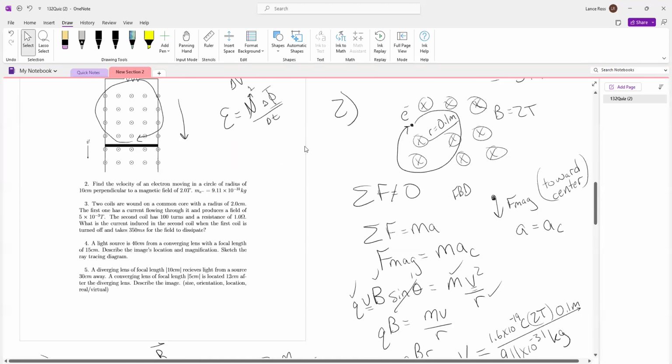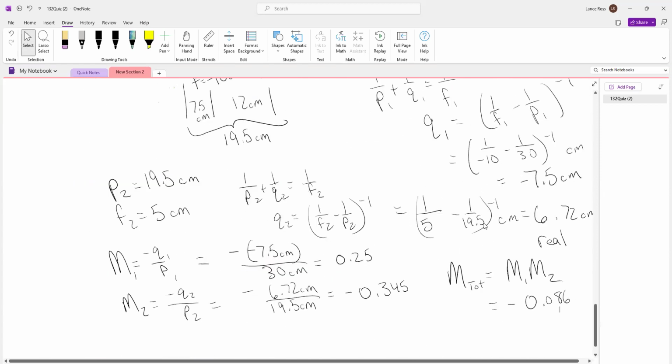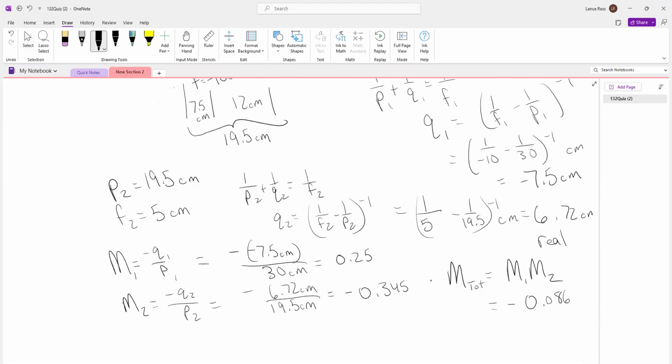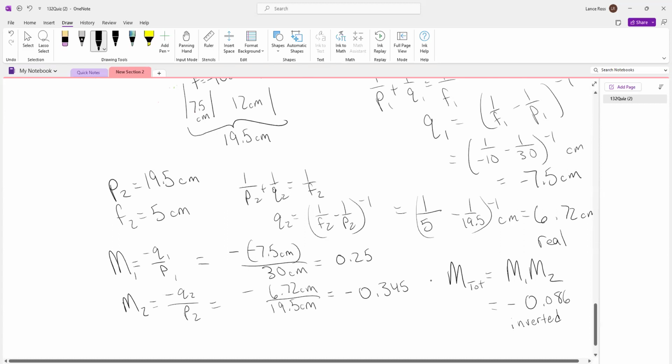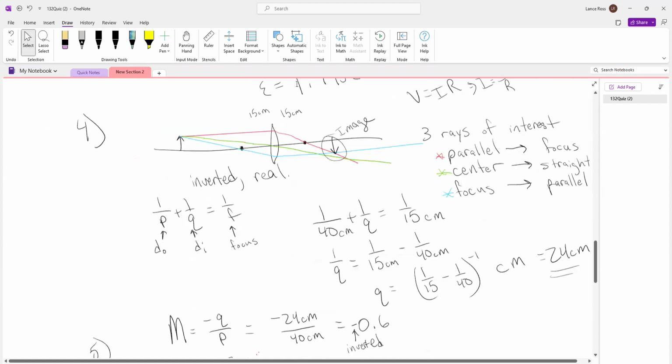Let's see, did we answer everything asked? We said size, orientation, location, real and virtual. We said it is a real image. It is inverted because we got a negative magnification factor. And it's located 6.72 centimeters past the second lens. And it'll be that magnification factor where we said size. Were we given a height for it? No, we weren't given a height. So the magnification factor would describe the size of the image.